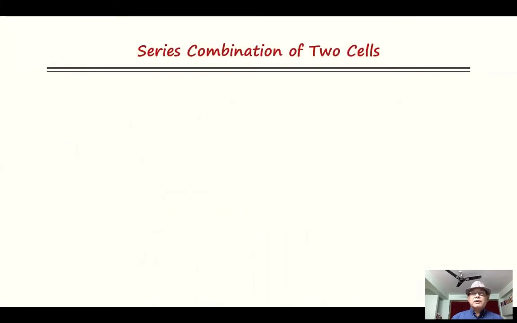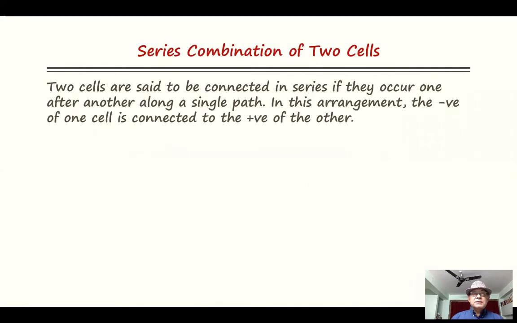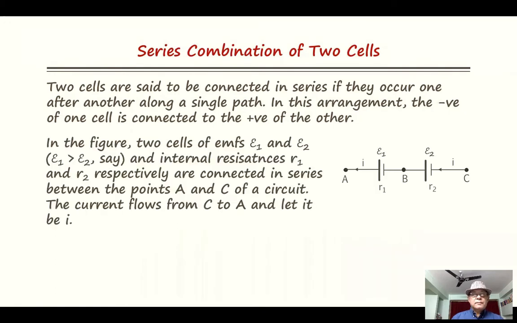First, the series combination of two cells. Two cells are said to be connected in series if they occur one after another along a single path. In this arrangement, the negative of one cell is connected to the positive of the other. In the figure, two cells of EMFs E1 and E2, where E1 is greater than E2, say, and internal resistances R1 and R2, respectively, are connected in series between the points A and C of a circuit. The current flows from C to A, and let it be I.